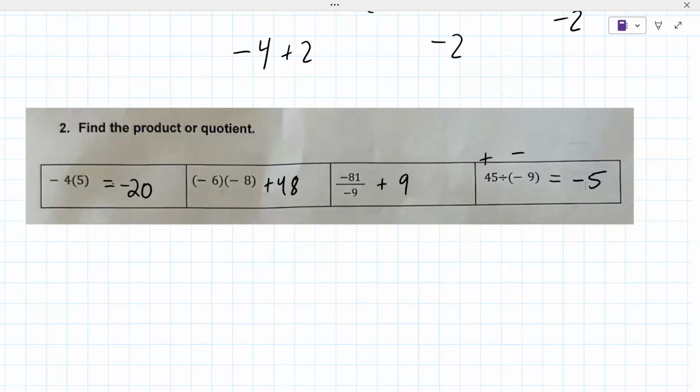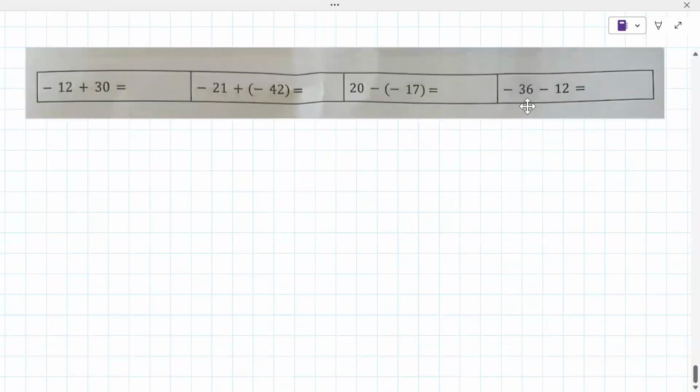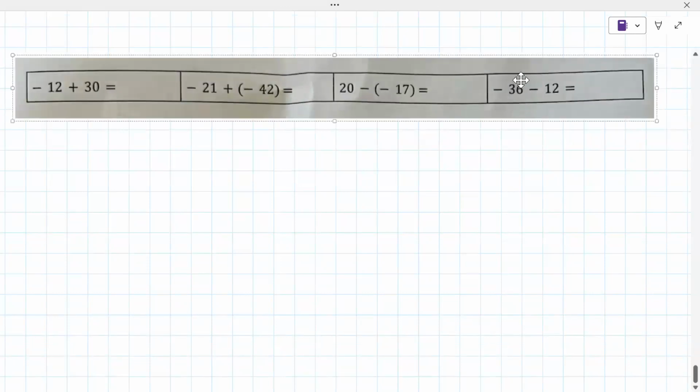Here's a couple more same sign, opposite sign problems for you to work on. This is all just review. You're doing really well. I'm just trying to find some stuff to give you. So take a look at that. Let me know what you come up with.